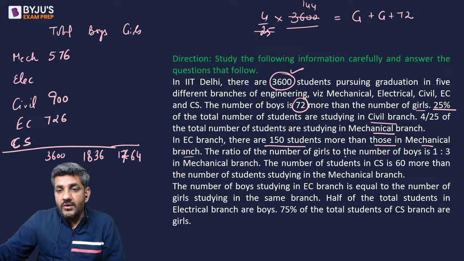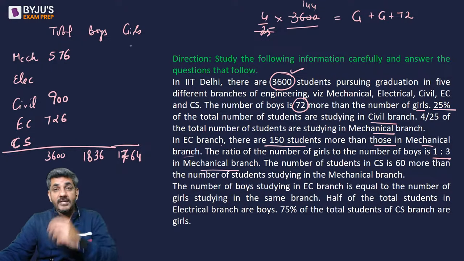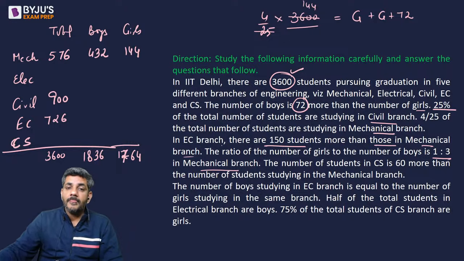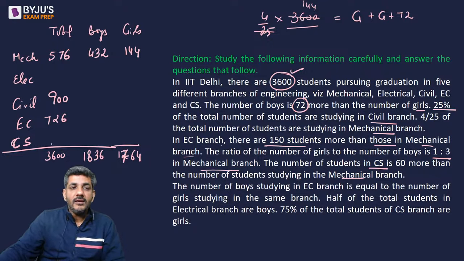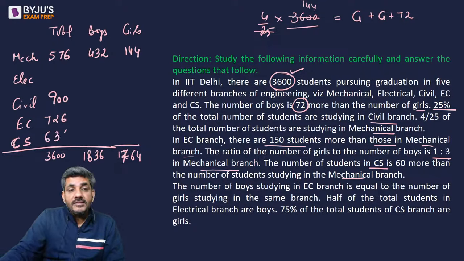The ratio of the number of girls to boys is 1:3 in mechanical. Mechanical में girls और boys का ratio 1:3 का है, तो इसका मतलब गर्ल्स हो जाएंगे 1/4 of the total which is 144, बॉयज हो जाएंगे 3/4 of the total which is 432. The number of students in CS is 60 more than number of students in mechanical. CS में 60 ज्यादा है, इससे 60 इसमें बढ़ा दीजिए, you will get 636.